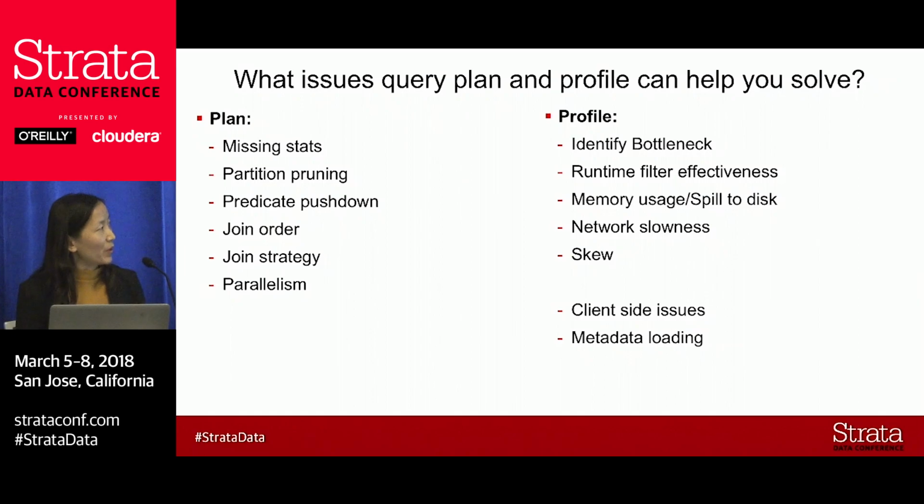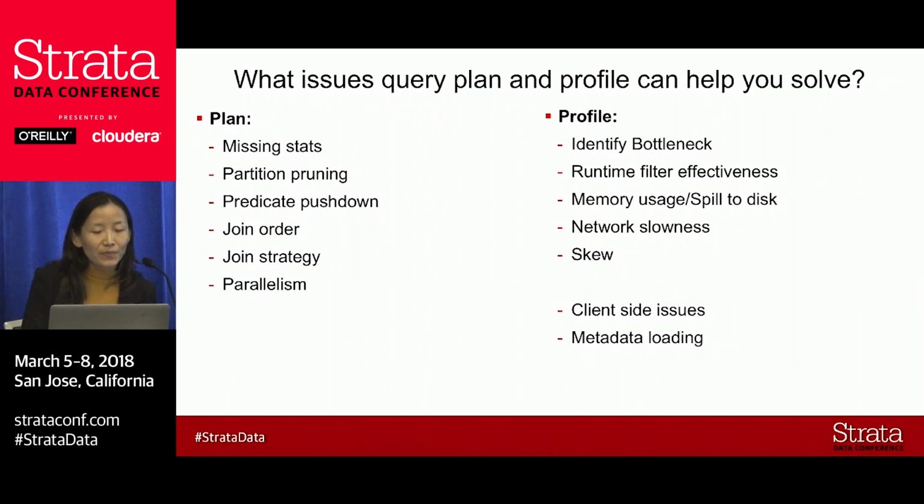Here is a quick summary of what types of issues the query plan and profile can help you solve. From the plan side, you can identify if there are missing stats, if the partition pruning is effective, if the predicates are pushed down to the scan level, if the join order is the optimal one, how about the join strategy, and how many hosts are involved in executing this query. All this information you can find in the plan. We'll go through a plan example for each of them in detail.